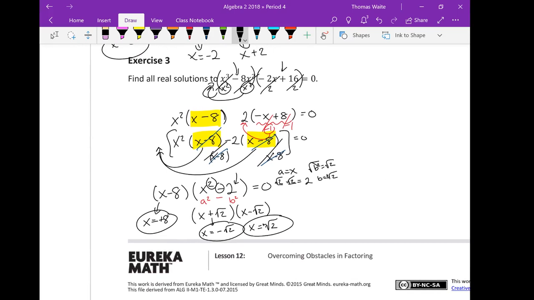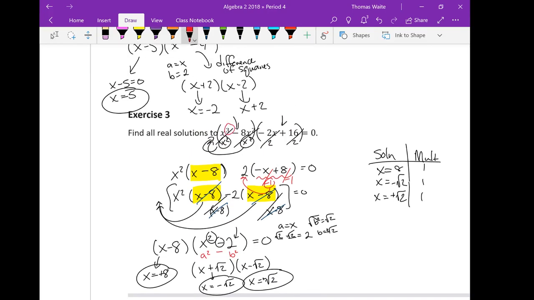Great. So we found 3 solutions to this one. Again, solutions are going to be x equals 8, x equals negative square root of 2, and x equals positive square root of 2. And then if we wanted to include the multiplicity, each of these only happened once, which makes sense. Our original equation was degree 3, so we should get just 1, 2, 3 solutions to it.